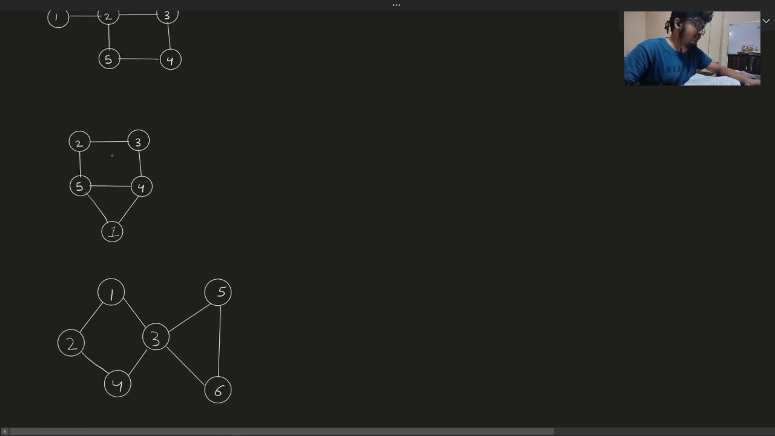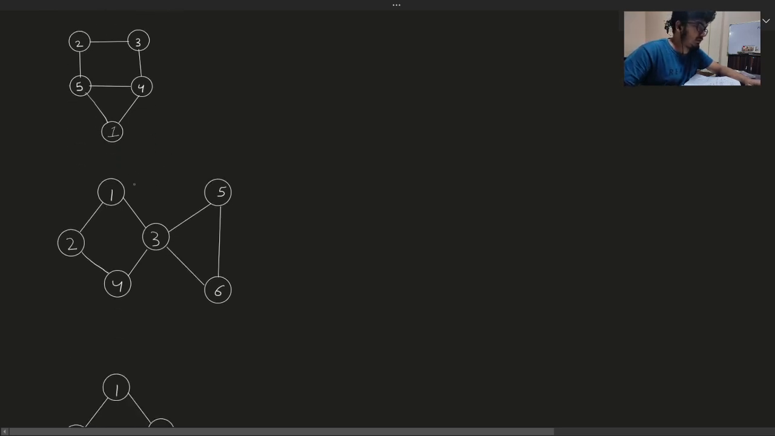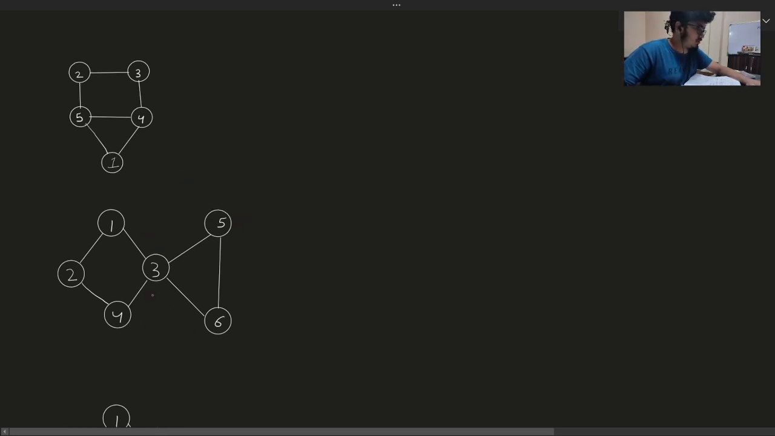If we have this, 2, 3, 4, 1, 5, yes, it has one. In this, 1, 3, 5, 6, 3, nope, it doesn't have. And if you are curious, this is also called an articulation point. That's not in this syllabus, you can leave it; this is some extra knowledge.